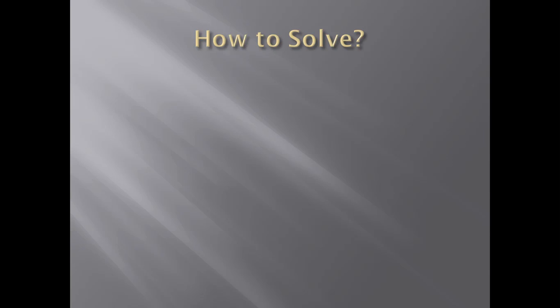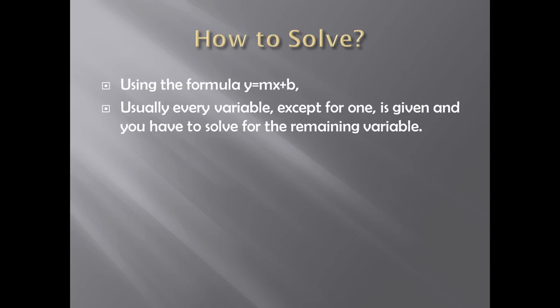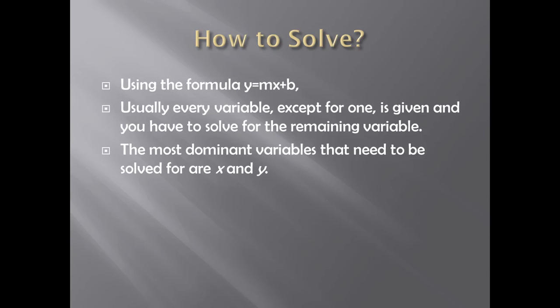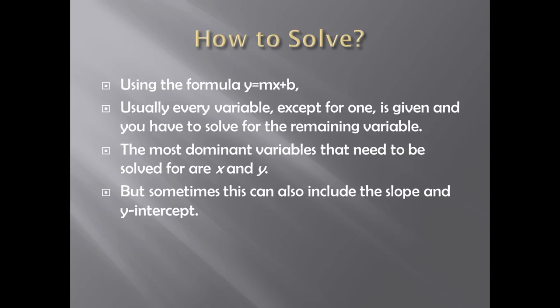So to solve this equation, we must first realize, using this formula, there are going to be some givens. Usually every variable is given in the slope-intercept form except for one, and you just have to solve for the remaining variable. In the beginning stages of algebra, we usually just solve for only x and y. But as you mature and this becomes easier, you'll be able to solve for the slope as well as the y-intercept.